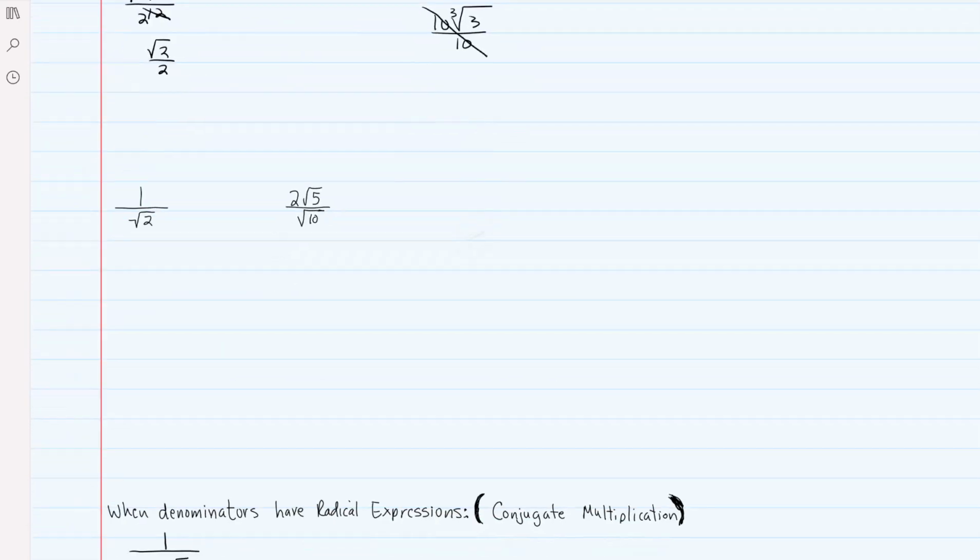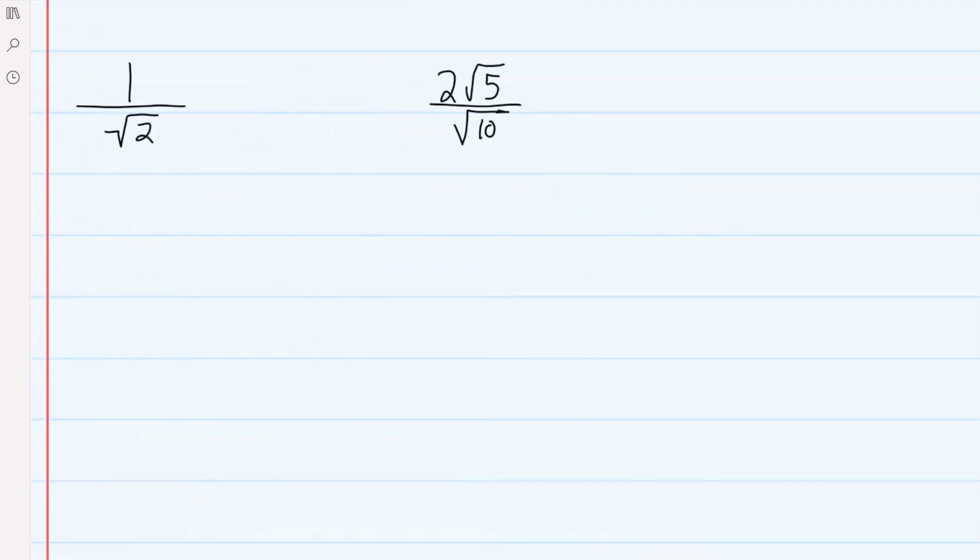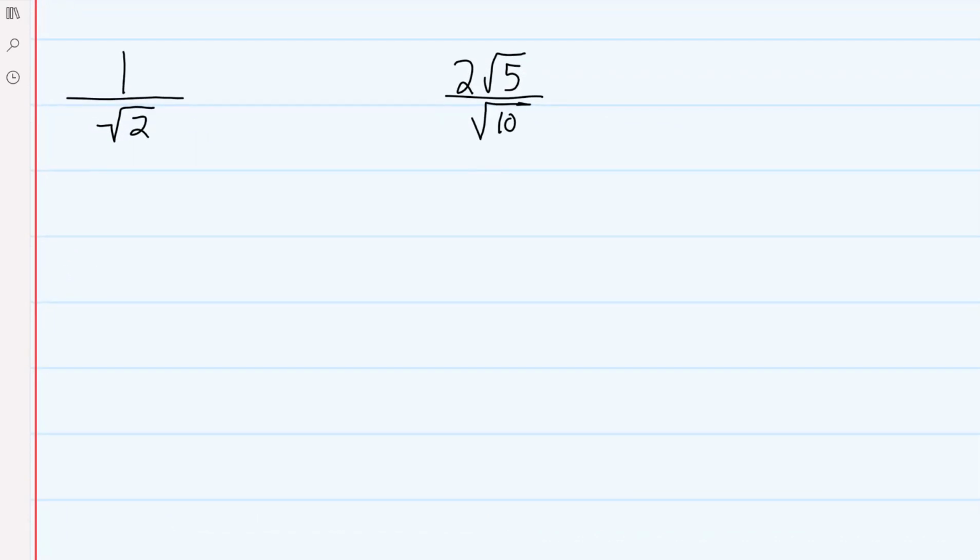All right, now what happens when there's a radical in the denominator? Well, imperfect squares are called irrational numbers. And to have a fraction, you cannot keep an irrational number in the denominator. So we're going to do what's called rationalizing the denominator. We're going to turn the denominator into a rational number.